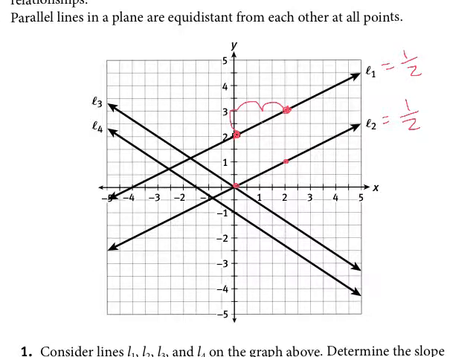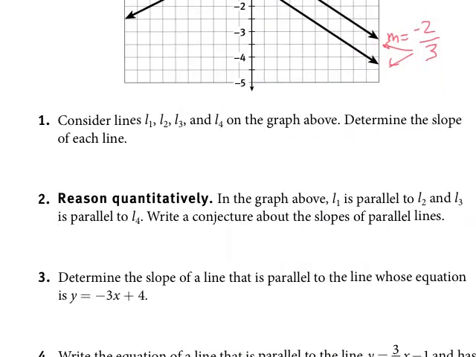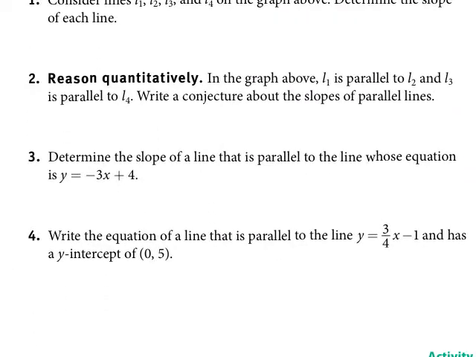If we look at lines 3 and 4, lines 3 and 4 are parallel to each other. And each one of those, it looks like it's down 2 over 3. So my m would be negative 2/3 for both of these lines, right? So my conjecture on number 2: parallel lines have the what? Same slope.